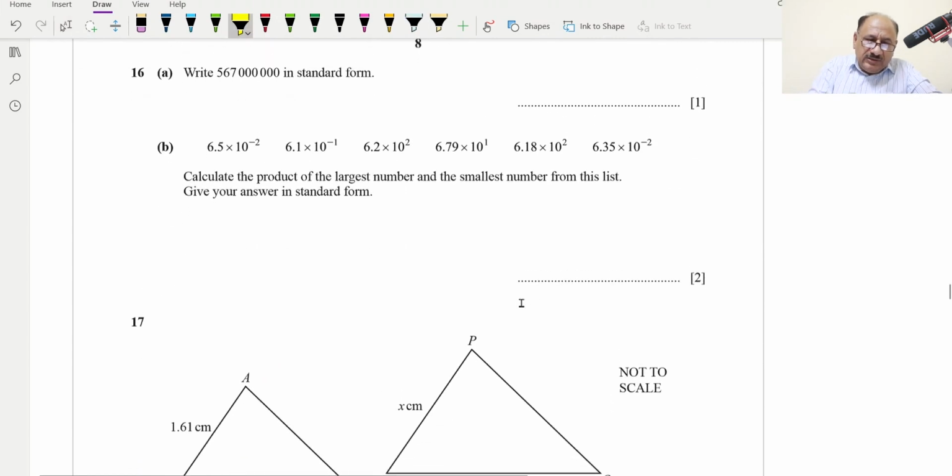Question number 16, part A says write this in standard form, and standard form, you know, is shifting the decimal after the first non-zero number. So we have to shift the decimal in between 5 and 6.